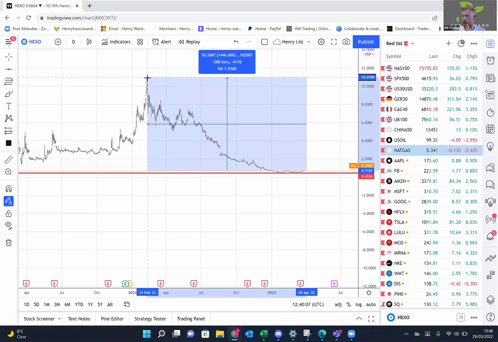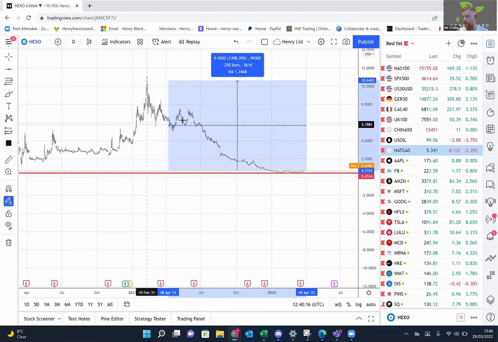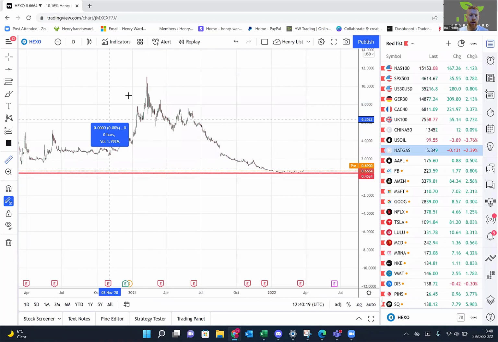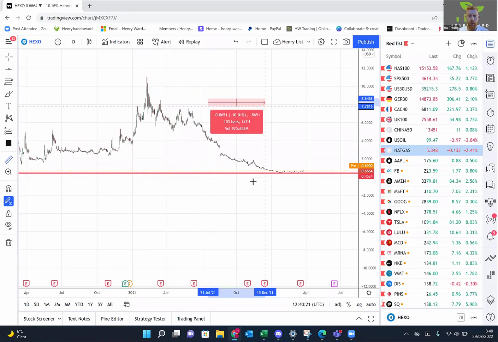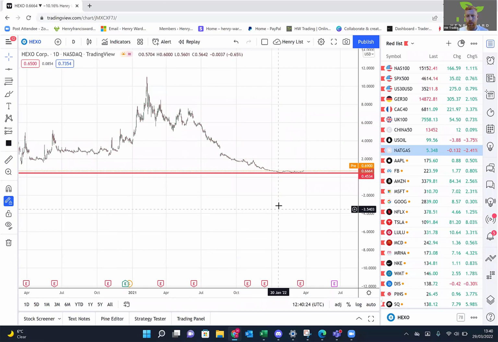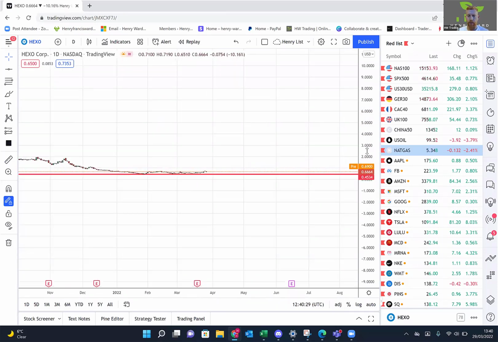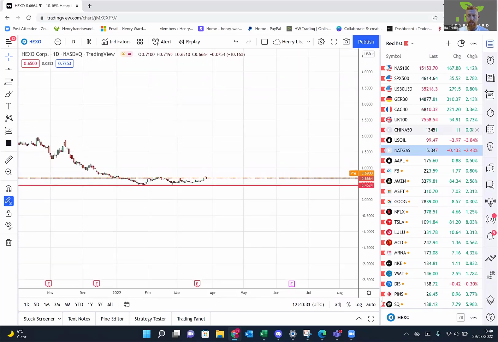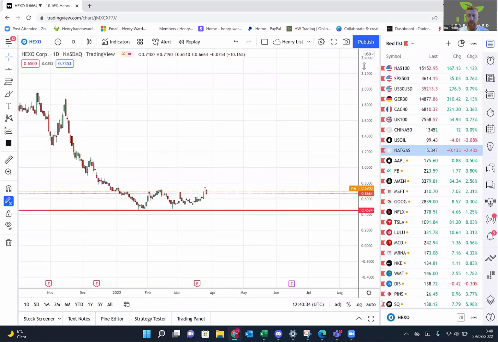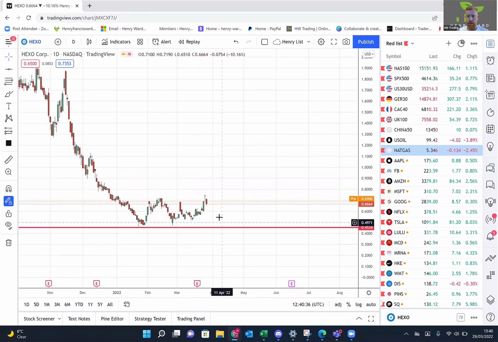Someone said trade, yes, we could, but trade with a stop loss. I actually disagree with you. You do not trade with a stop loss when you're trading stocks. You risk manage and only use 1% of your capital. So that means if this stock drops 50%, you're still only risking 1% of your account.